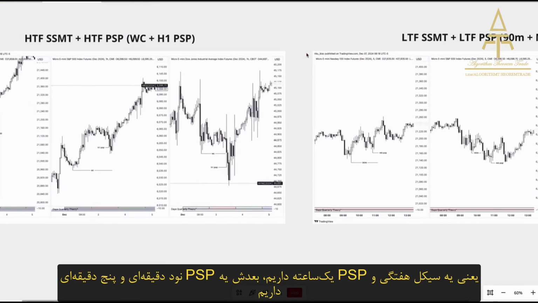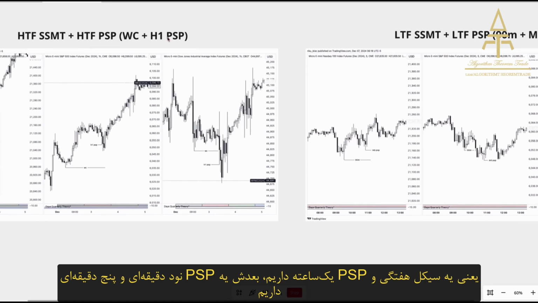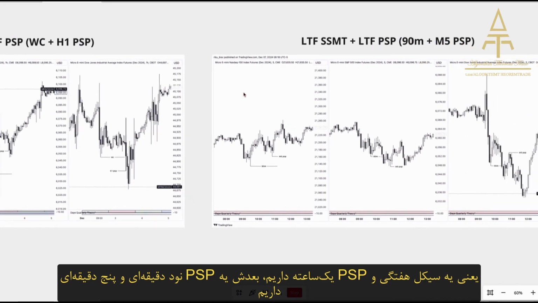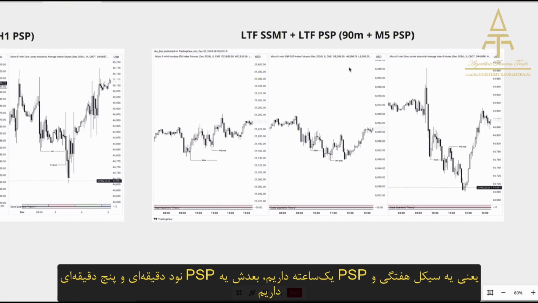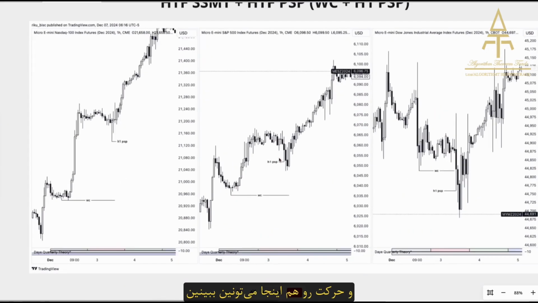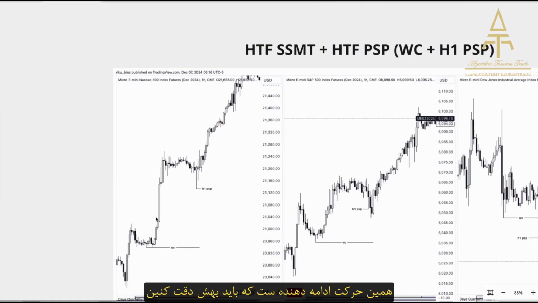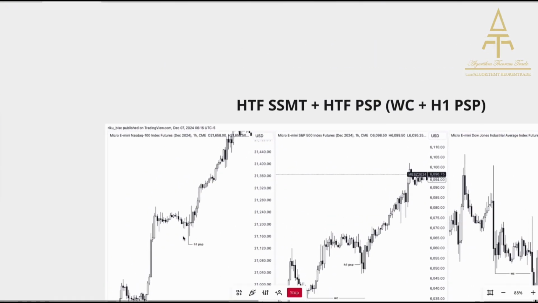So we have a weekly cycle and 1 hour PSP, followed by a 90-minute and 5-minute PSP. As you can see the move here, this is that kind of continuation here. So this is what we could look for. We'd be looking for a trade in here to catch this move.